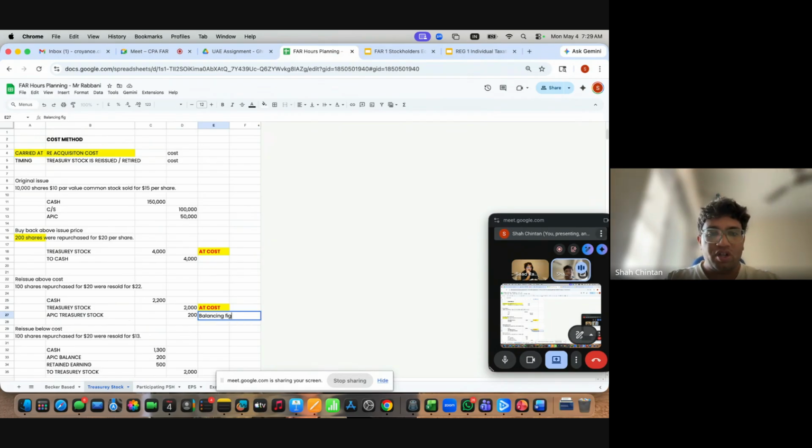Now let's understand logically what happened. When you bought back the shares, you spent $20, but when you reissued them, you got a gain of $200. So anything in excess of the cost of treasury stock is recorded as APIC treasury stock. These 2 points are important.